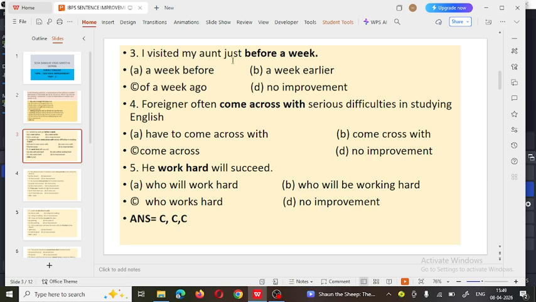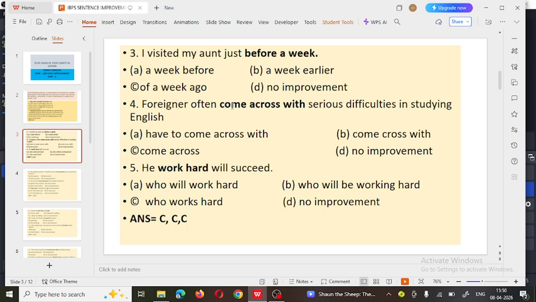I visited my aunt just. So when she visited her aunt, before delivering that sentence, it is of a week ago, only one week ago, that is the meaning. So before or earlier won't be there. So the correct option is C, of a week ago. So the sentence will be, I visited my aunt just of a week ago. Next.